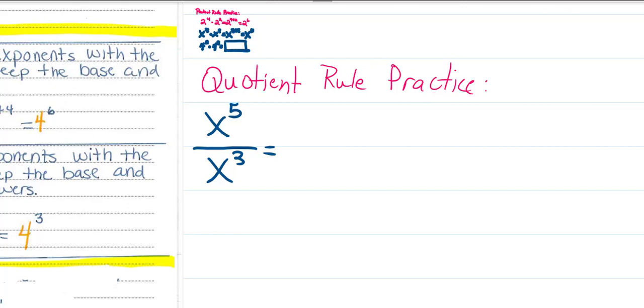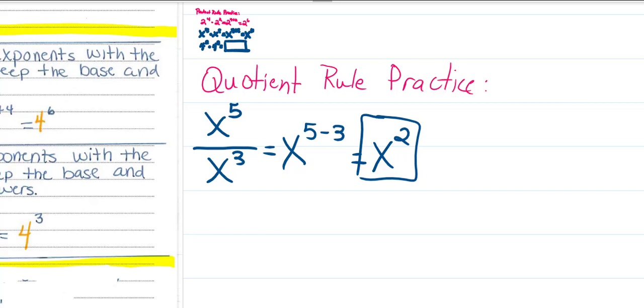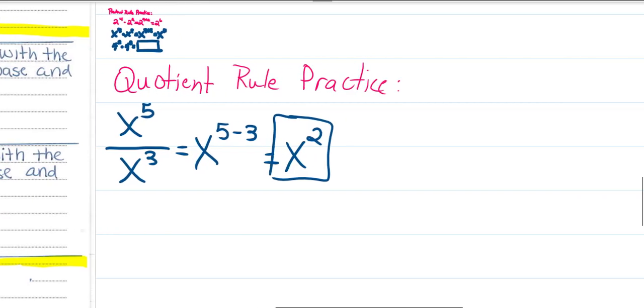Okay, so because it is a division and the bases are the same, I simply keep the same base and I'm going to be subtracting. So you're going to subtract the exponent in the numerator first. 5 minus 3. That's the order you're going to go in. Whatever the exponent in the numerator is minus the exponent in the denominator. And 5 minus 3 is going to give me a 2. So x squared would be the final answer for that practice problem. All right, let's try another one.